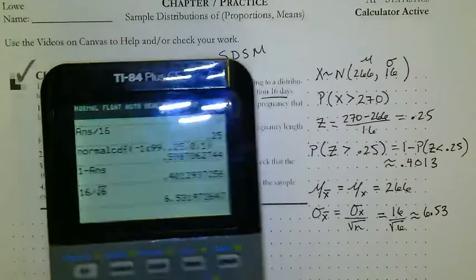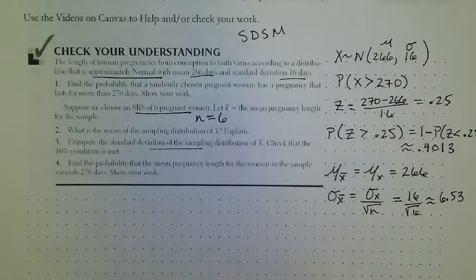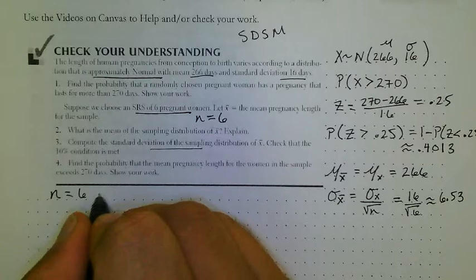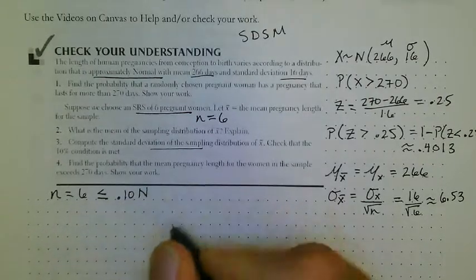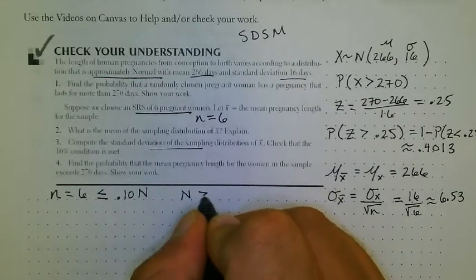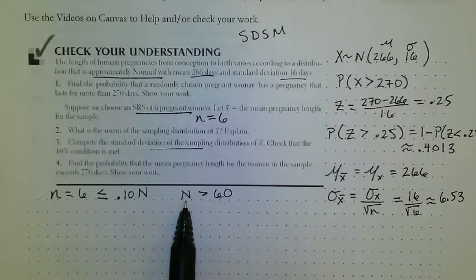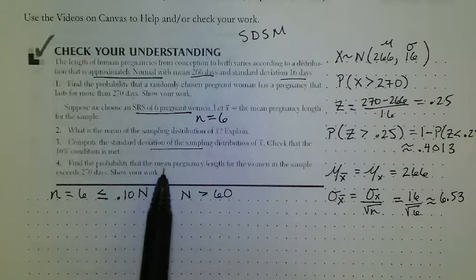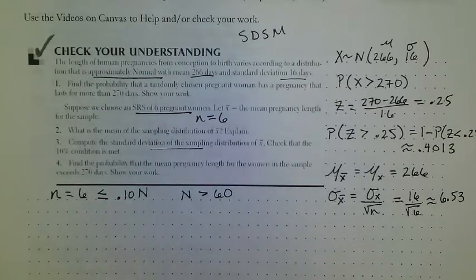Okay? And check that the 10% condition is met. Our sample size is 6, and we know that that is less than or equal to 10% of our population. Why? Because the population is certainly greater than 60. The population of pregnant women is a bit more than 60. Then finally, find the probability that the mean pregnancy length for the women in the sample exceeds 270 days.